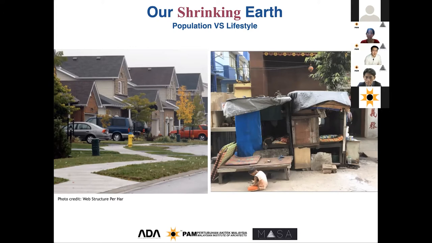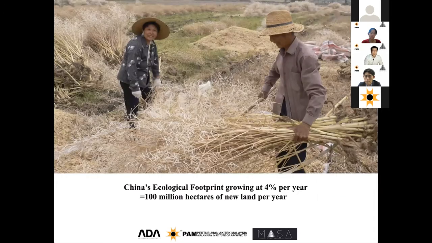And if you compare to America, the carbon footprint is very different. And this is what we call lifestyle. The ecological footprint is higher in the advanced countries compared to the least developed countries. However, China's ecological footprint is growing at 4% per year. And 4% per year means 100 million hectares of new land per year.